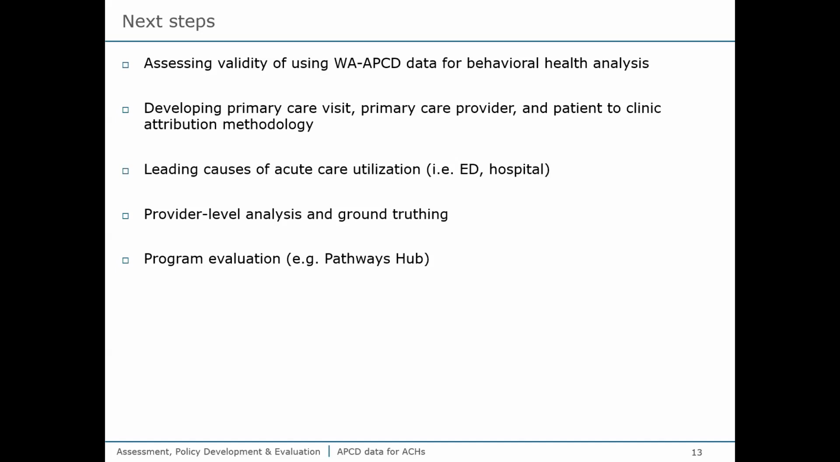We'll also be looking at leading causes of acute care utilization in ED and hospital. What I showed you before was just all-cause use. And then doing more and more provider-level analysis, which we're just getting into right now, including ground truthing, is the most important for us. If we produce provider organization level information like, here's how many people you serve, and it doesn't ring true for the providers that we work with, then we're not going to feel comfortable using this data for that use case. And then finally, we're also scoping out using this data for program evaluation, including evaluation of Pathways Hub or care coordination efforts in North Sound and North Central ACH regions.